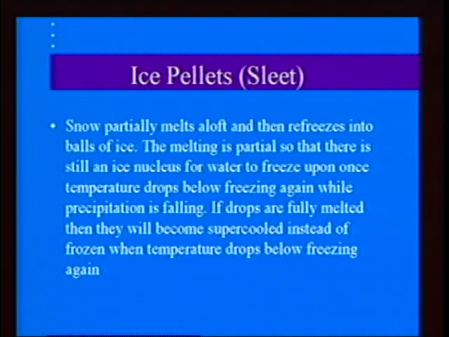Now, if the snow is completely melted as it's falling aloft, and then it falls through a sub-freezing layer, then instead of turning into sleet, it'll turn into a supercooled liquid water drop. So that's why it's so important to determine if it's going to be a partial melting or a complete melting. If it's a complete melting, then it's either going to be rain or freezing rain. If there's a partial melting and it falls through a sub-freezing layer below that, then that's a situation where sleet and ice pellets can occur.